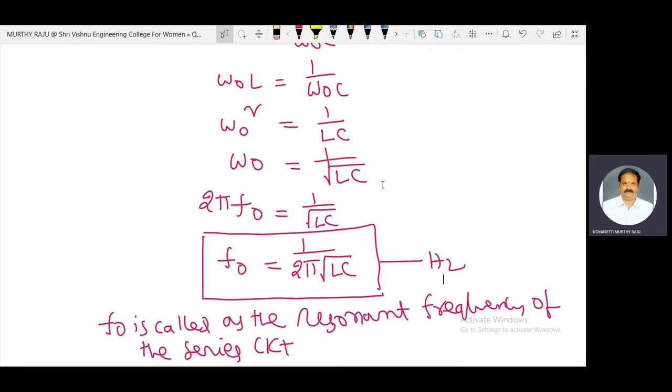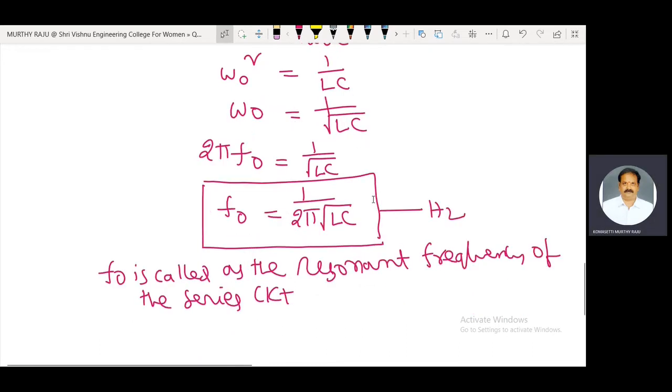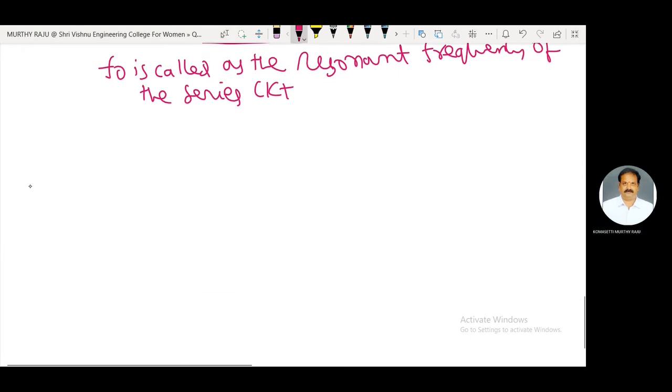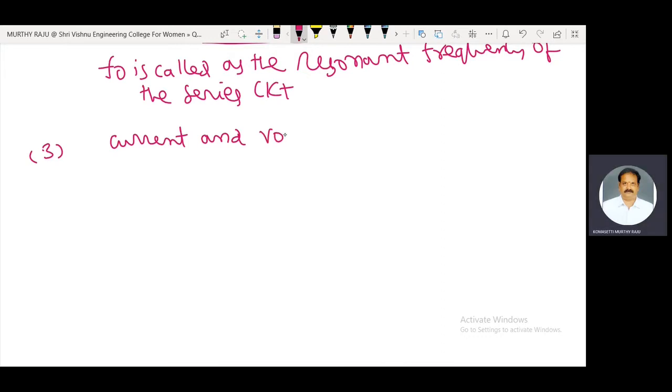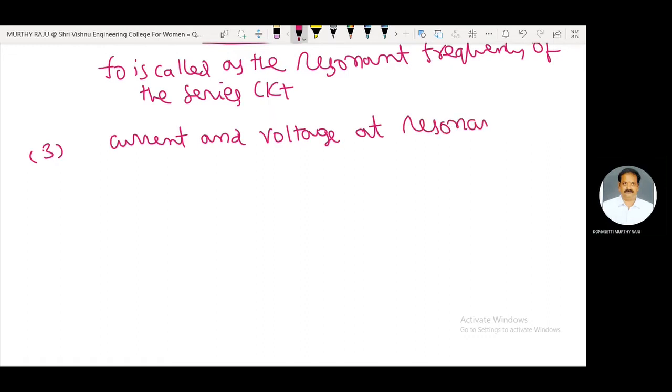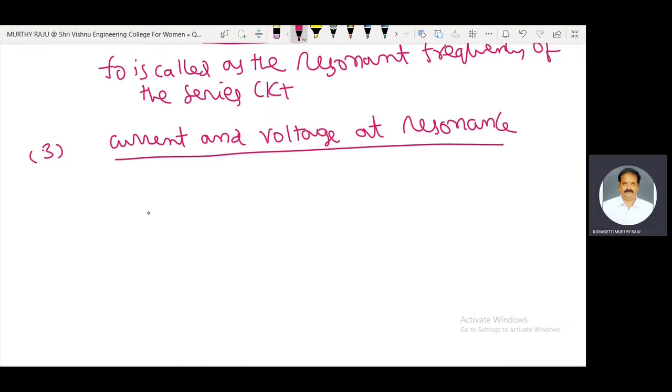Next one is current. Third one is current and voltage at resonance. Consider a series RLC circuit.